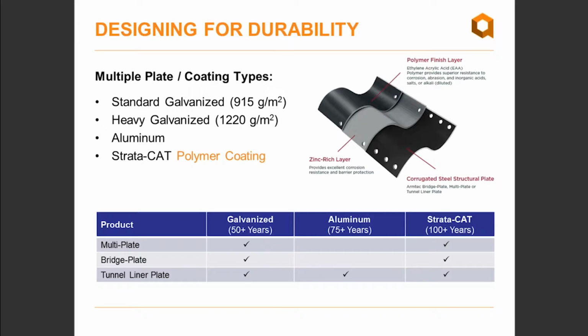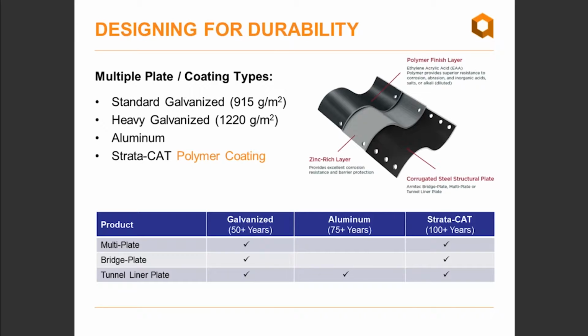We do also have aluminum structural plate, primarily just available for our tunnel liner product, so a bit of a specialty application there. And then we also have our STRATA-CAT polymer coating, which Heba introduced as well. The CAT refers to corrosion arresting technology. So really this polymer coating is available to address the harshest site conditions, really provide superior resistance to corrosion, abrasion. If we have acidic environments or fairly alkaline environments as well, that's how we address those conditions. So just a bit of an introduction to the product there.